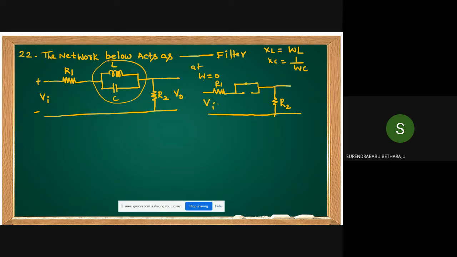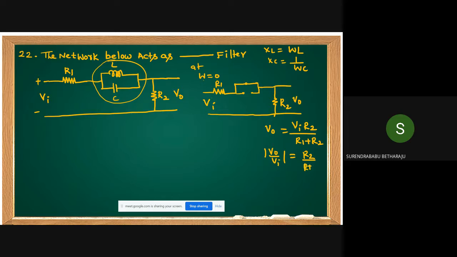This is Vi, this is V0. Then how much V0 can you get? Apply the voltage divider rule. What is V0 you can get, students? Then V0 equals Vi into R2 by R1 plus R2, by the voltage divider rule. Then what is V0 by Vi? The magnitude of V0 by Vi is equal to R2 by R1 plus R2.